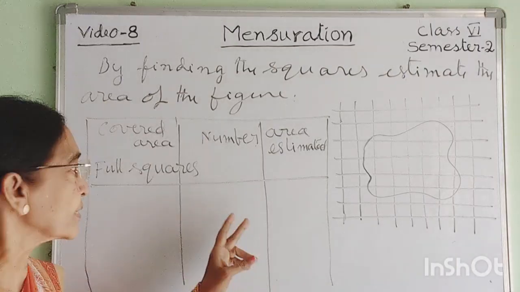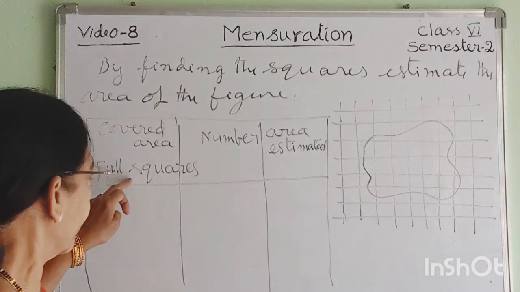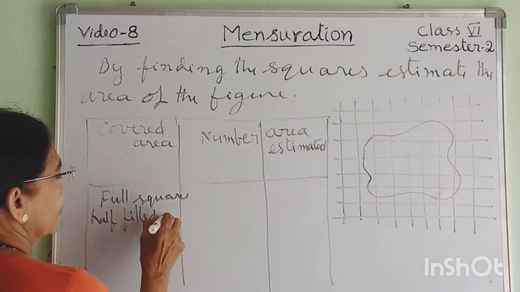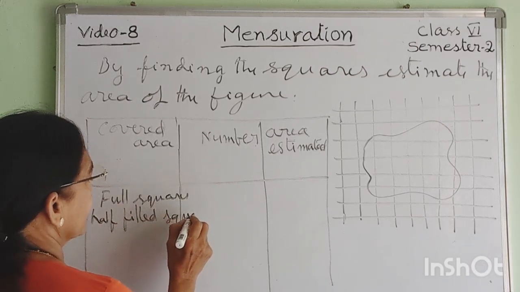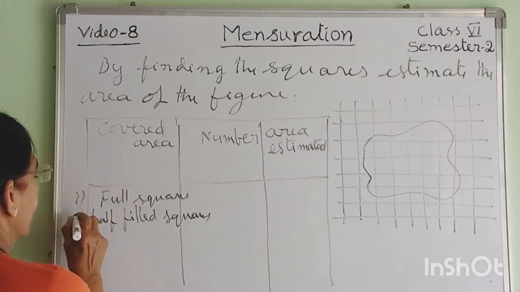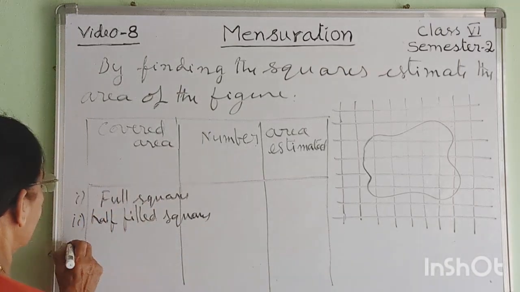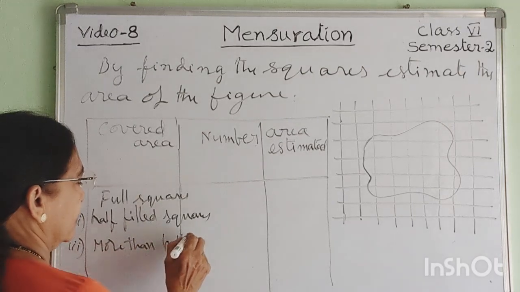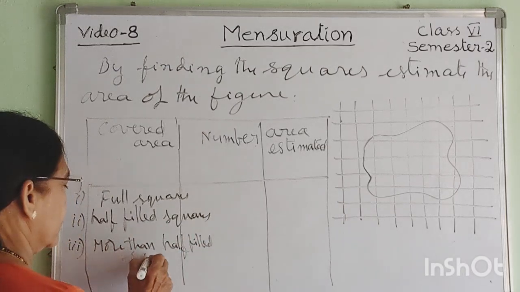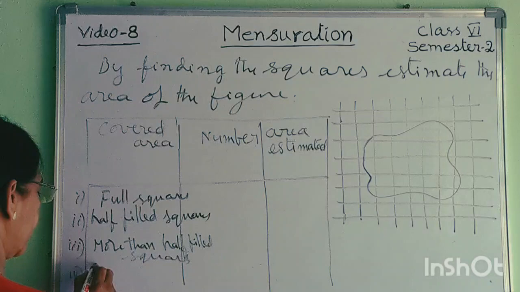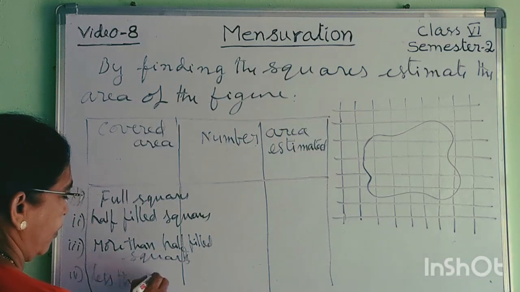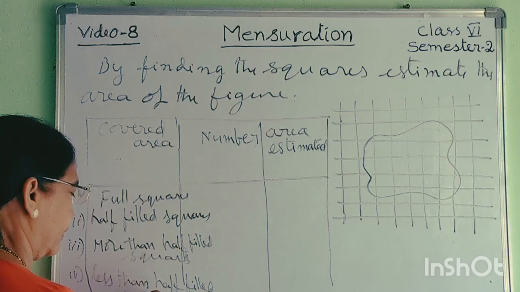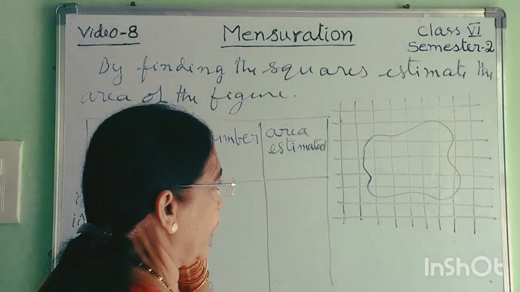We will tabulate the results in this table like this. Covered area, full squares, half filled squares, more than half filled squares, and less than half filled squares. So here we will count the full squares.